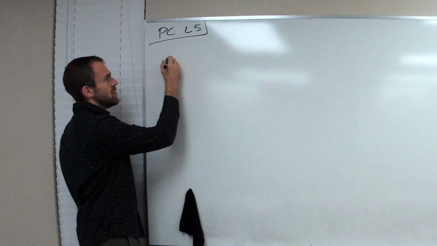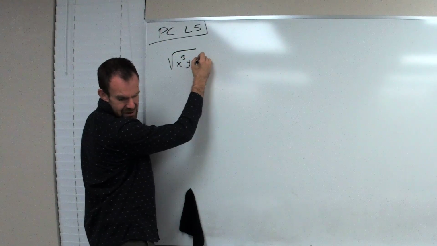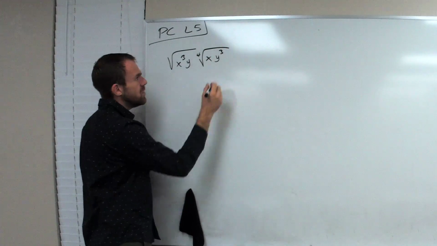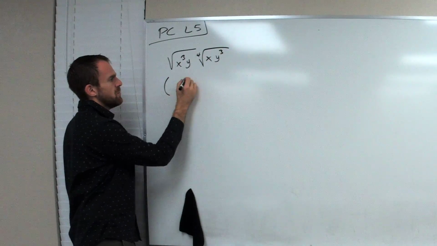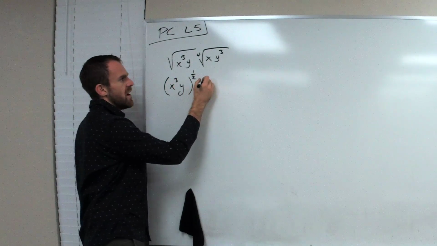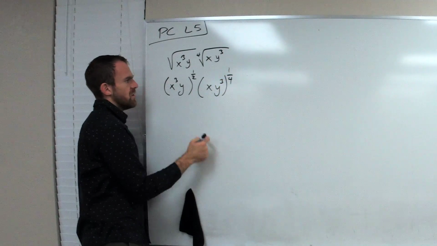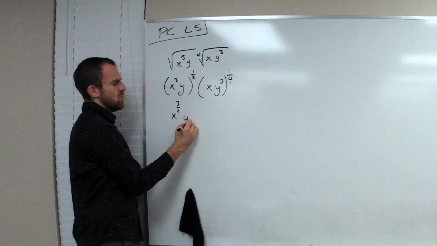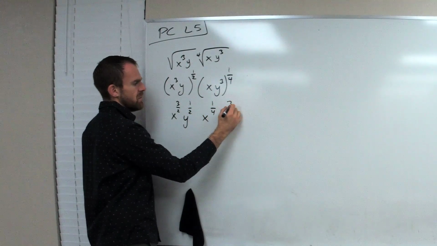We have the square root of x cubed y times the fourth root of x y cubed. Our first step is going to be to get rid of the roots and replace them with powers. So a square root is to the 1/2 power, and the fourth root is to the 1/4 power. So now I'm going to distribute these. I have x to the 3/2, y to the 1/2, x to the 1/4, y to the 3/4.